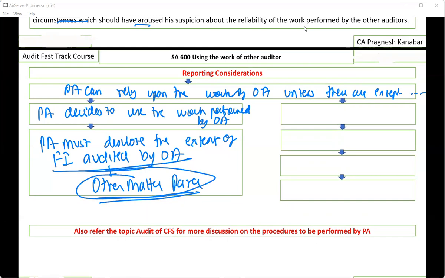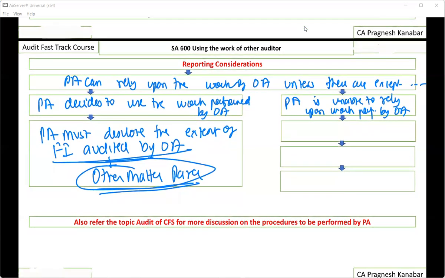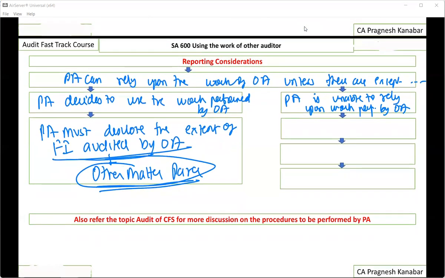All right. However, if principal auditor is unable to rely upon the work performed by other auditor, that means he has decided that he's not going to use his work. All right. If principal auditor is unable to rely upon the work performed by other auditor, then in that case, what is he going to do? Then do the work on your own. Then principal auditor should audit the component, the material financial information of the component.